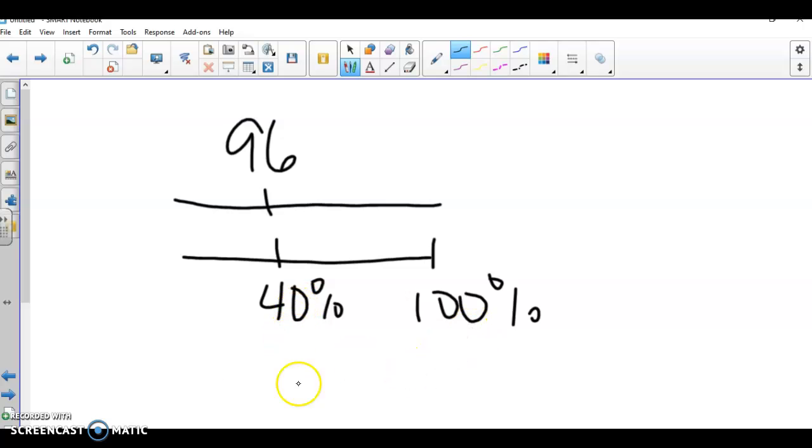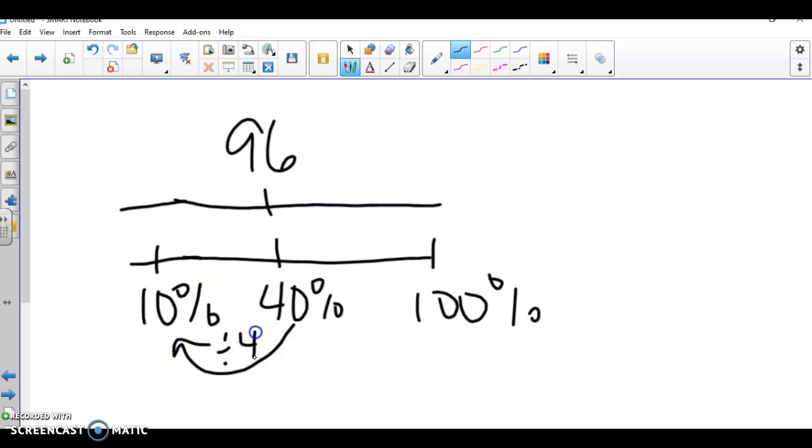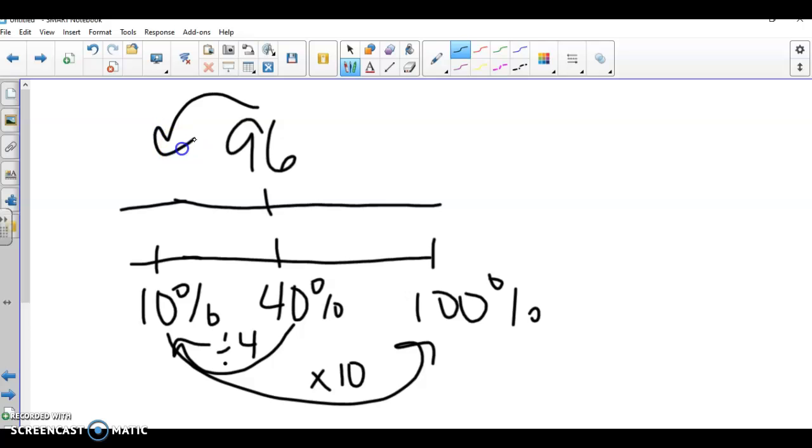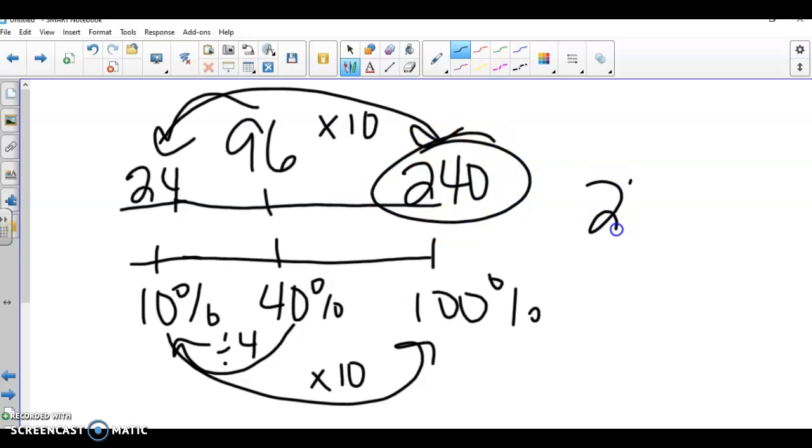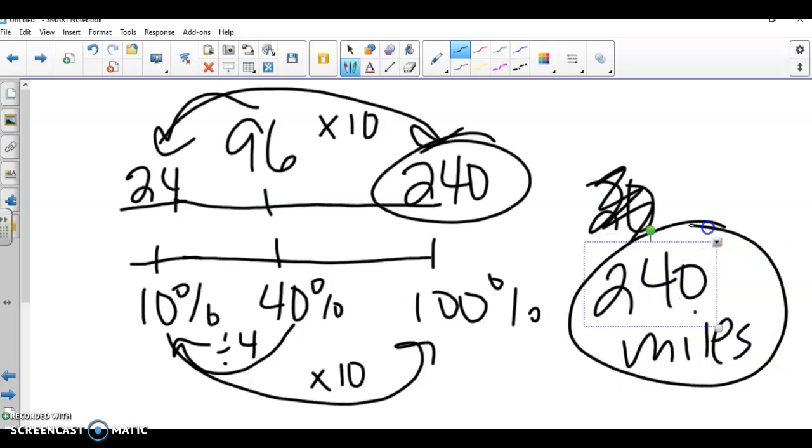Well, 40 to 100, I'm not really sure how long that is, but I do know if I find 10% of the trip, then I can get to 100. So I can divide by 4, and then I can multiply by 10. Divide by 4 to find out what 10% of the trip is. So 96 divided by 4 is 24. Then I'm going to multiply times 10 to get to 100. So 24 times 10 is 240. So my entire trip is 240 miles. That's what I'm looking for.